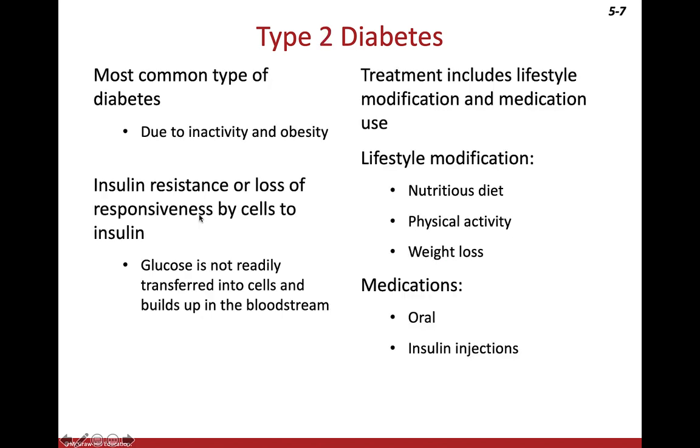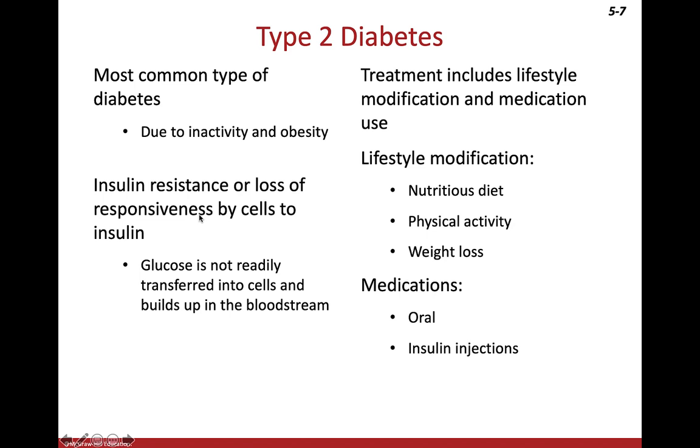Now, type 2 diabetes is the most common type of diabetes. This is very much linked to lifestyle. So inactivity and obesity are major causes of type 2 diabetes. The situation here is insulin resistance, or cells no longer responsive to insulin. So the insulin is there, it's just not effectively regulating blood glucose.